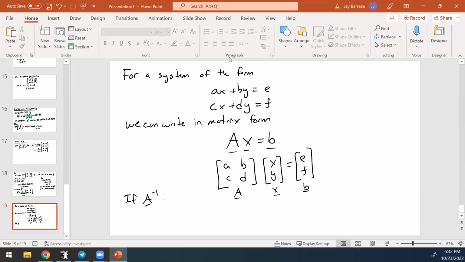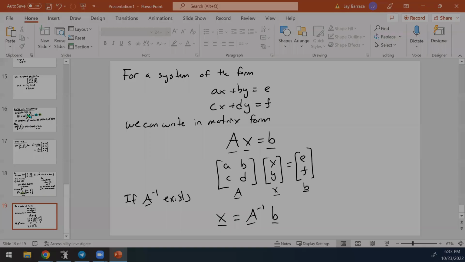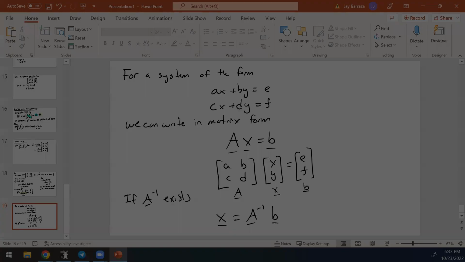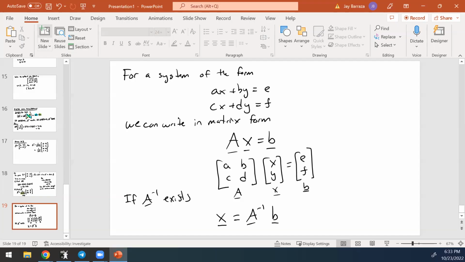If A inverse exists, the solution would be equal to A inverse times B. So you can solve a system using the inverse. Okay. So I want to practice doing that for one problem, and we will do that together. But are there any questions before we move on?